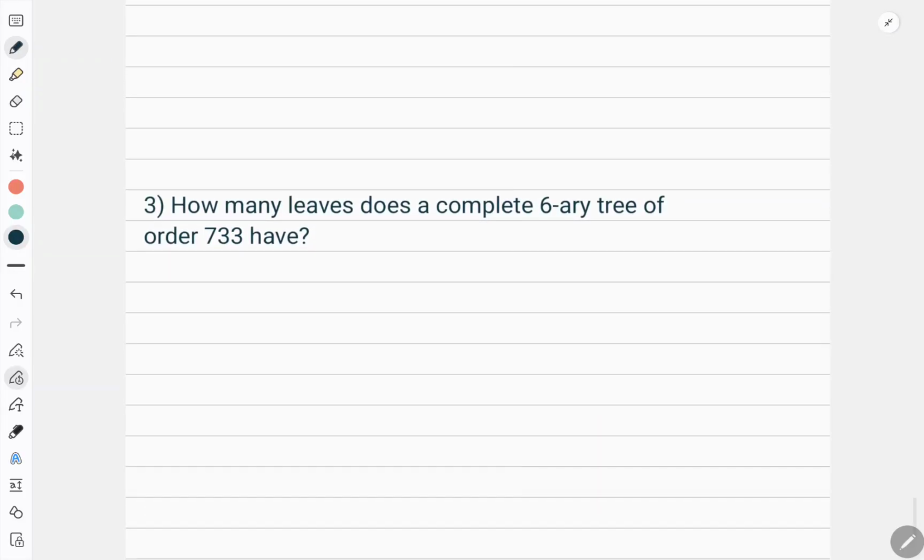Same way, let us see one more. Now M is equal to 6 and, oh sorry, N is equal to 733. Order, right? N is equal to order. And you have to find out P.